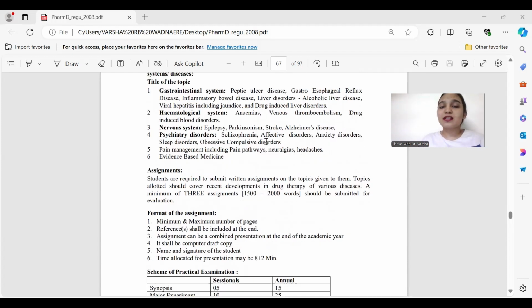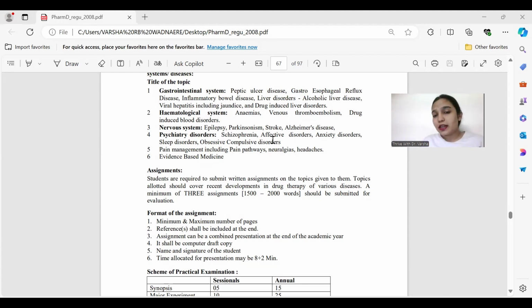In psychiatric disorders, affective disorder, anxiety disorder, sleep disorder and OCD, that is obsessive compulsive disorder, will be for 5 marks. We had this for 5 marks only, as our professor told us that certain topics hold this much weightage, and I have referred to many previous year question papers as well as question papers from other universities. So through that, according to my personal experience, I have seen that these chapters have been asked for 5 marks.